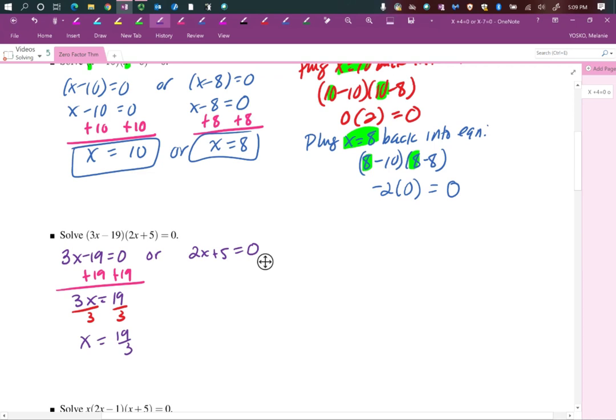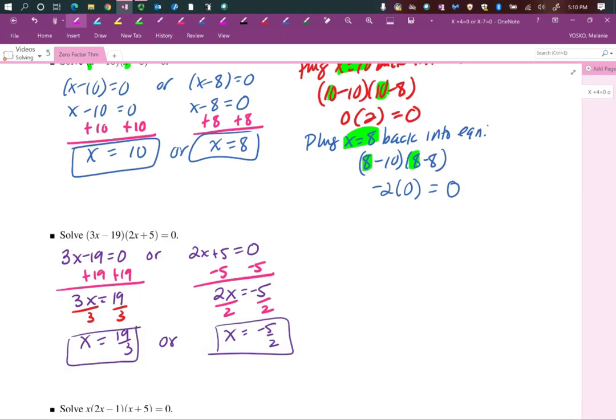Let's do this one. 2x plus 5 equals 0. So subtract 5 from both sides because you want the 2x term to be all by itself. So you get 2x equals negative 5. We want the coefficient of x to be 1. So divide both sides by 2. X equals negative 5 halves. These are your two answers.